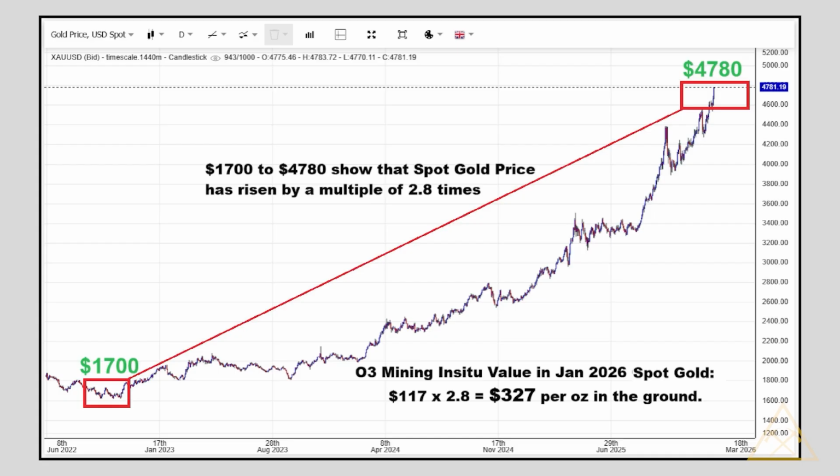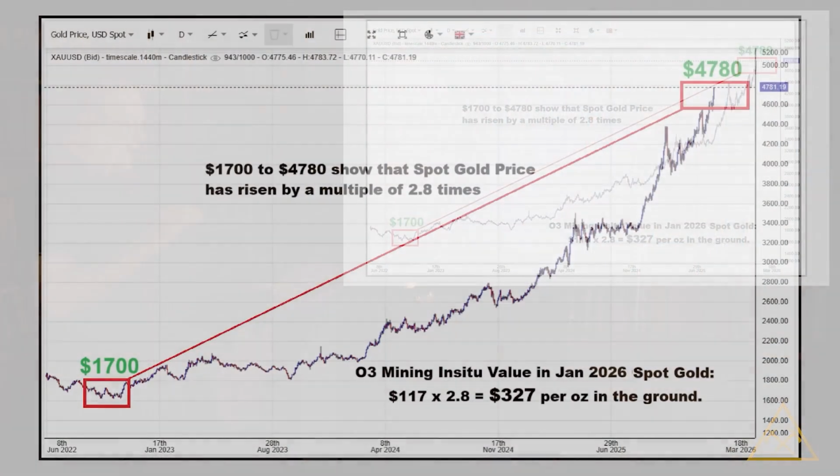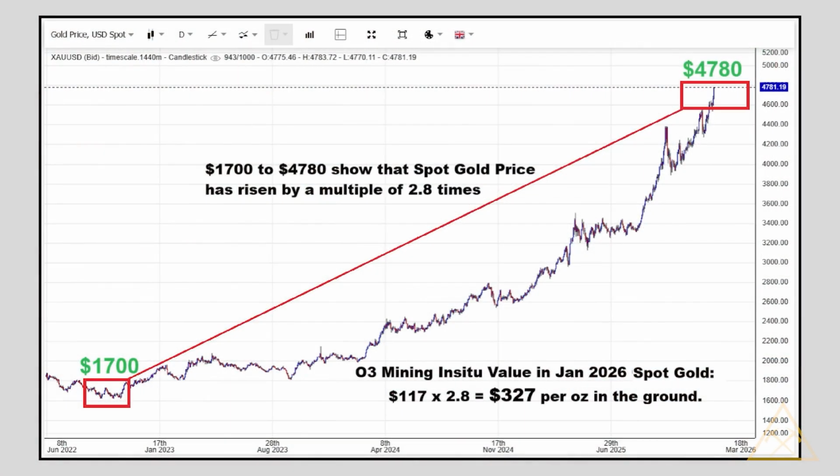But at today's value, gold is 2.8 times higher. So the $117 in situ price that Agnico Eagle paid for Q3 today would be $327 an ounce in the ground. And that is something that you interpret. It's not written in stone or anything else. It's speculative, but it's reasonable to expect that that would apply.